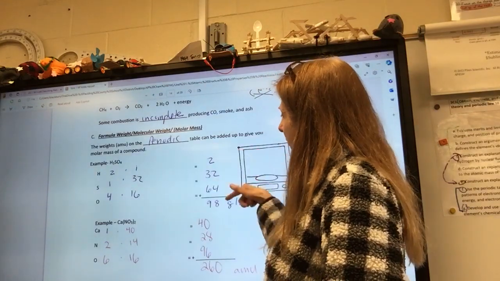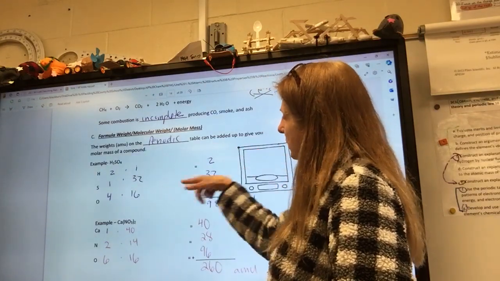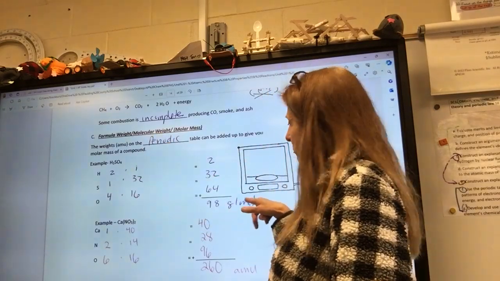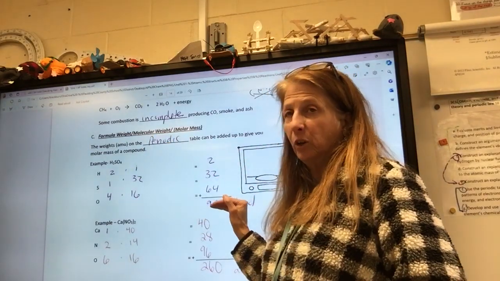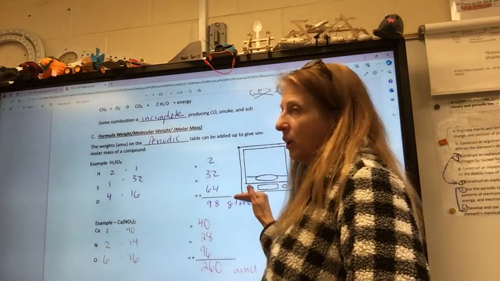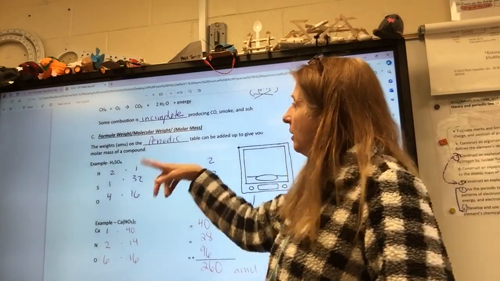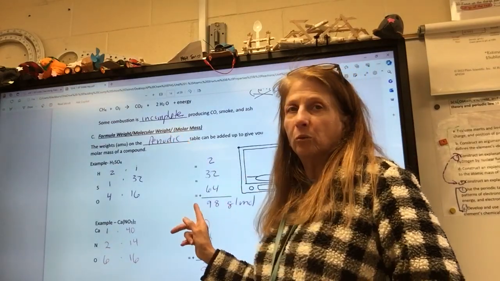Okay, so you multiply them and add them up. 2 times 1 is 2, 1 times 32 is 32, 4 times 16 is 64. 98 grams per mole, or 98 AMUs. Okay, if you're going to use it as a conversion factor, it's grams per mole. If you just want its formula weight, it's AMUs.